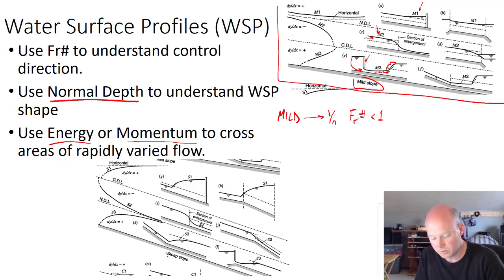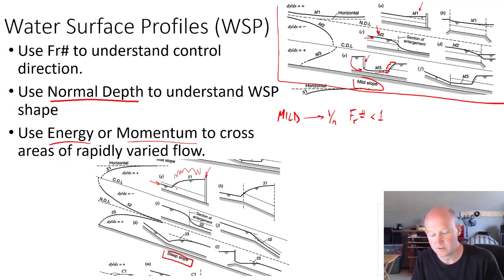Same thing for steep. This is steep. It's just a little bit backwards. Here in this case, we've got normal depth coming in, but there's some flooding condition. All of this section right here is subcritical. The water's moving slower than the speed of a wave. But that water surface profile is defined by the slope being steep. So again, we would go to the normal depth and figure out, what's the Froude number? Is it supercritical or is it subcritical?